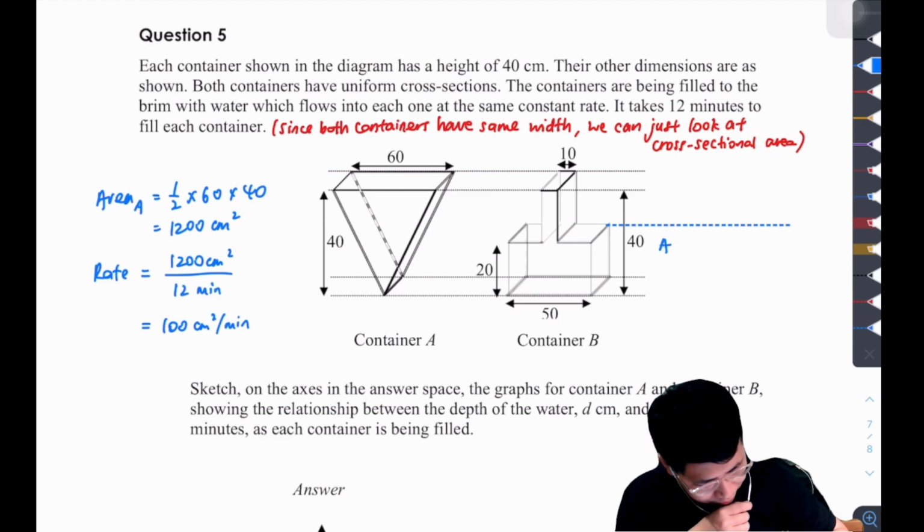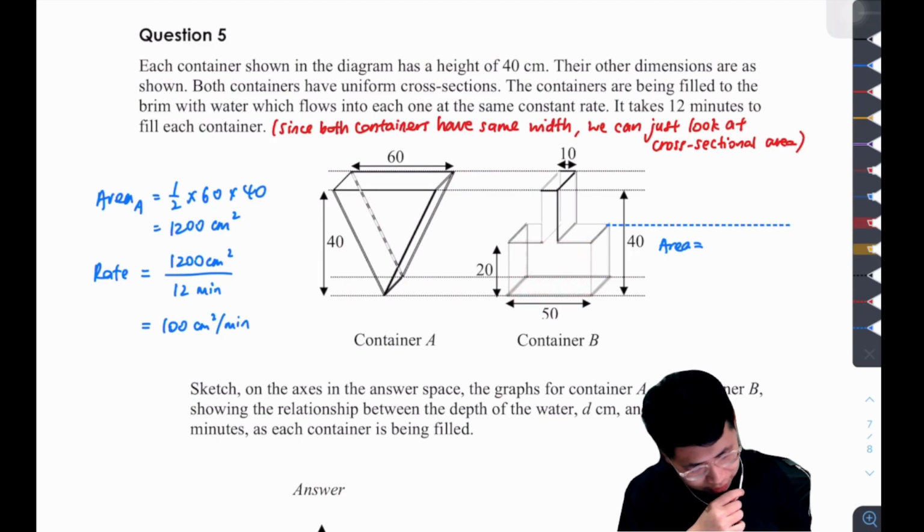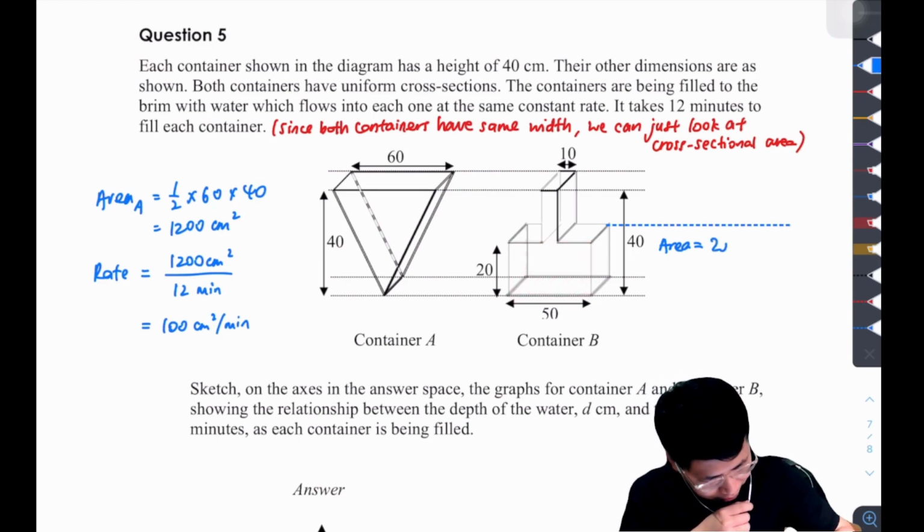The area at the bottom over here is going to be this frontal area, this front area over here. This area is going to take us 20 times 50, so this one will give us 1000 cm square.